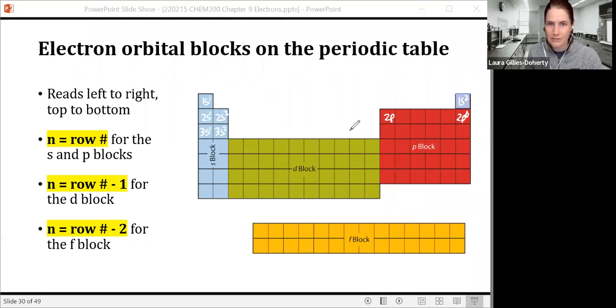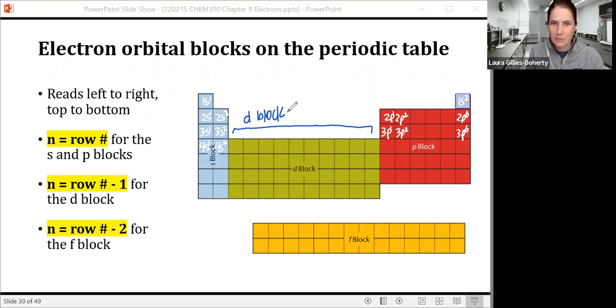Second electron, and then you skip across, and now you're in 3p, 3p1, 3p2, etc., all the way to 3p6. Now you drop down, you're back to the s block, so this would be 4s. It holds one electron. 4s, you add that second electron, and now we get to the transition metals. So the transition metals shown here, these are part of the D block.